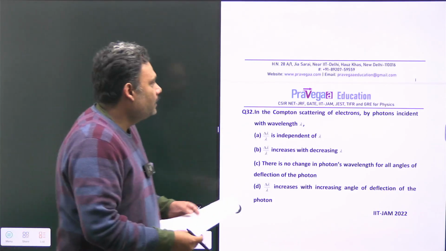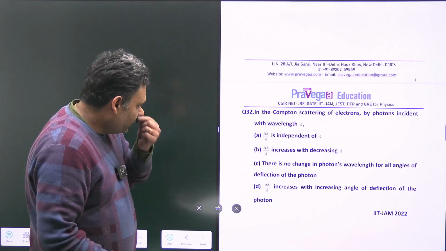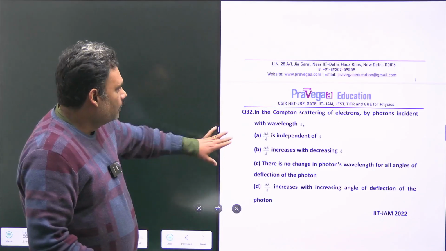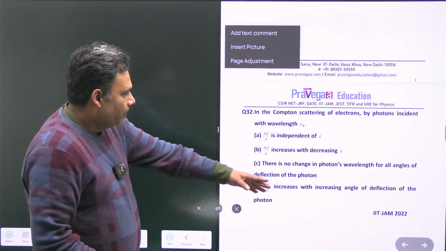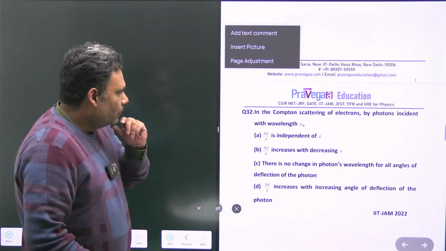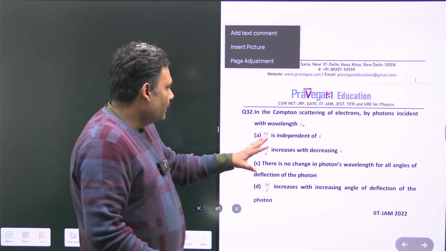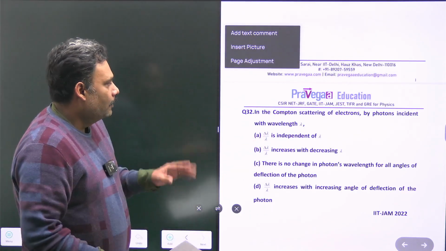Hello students, let's try to solve one more problem from the Compton effect, which was also in the IIT-JAM examination 2022. This is an MSQ. Let us see what the main problem is.